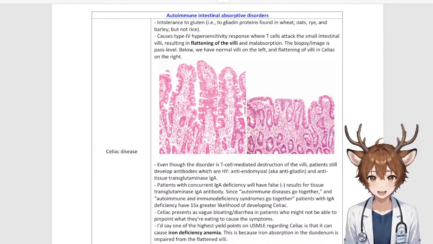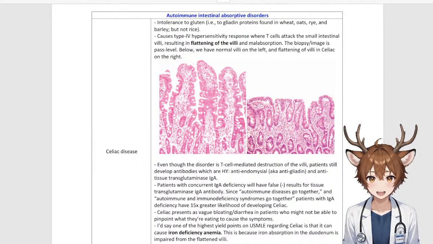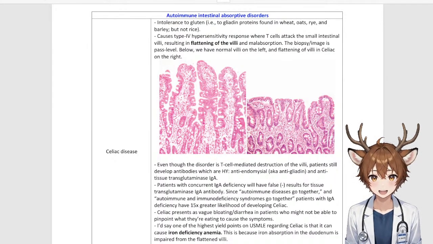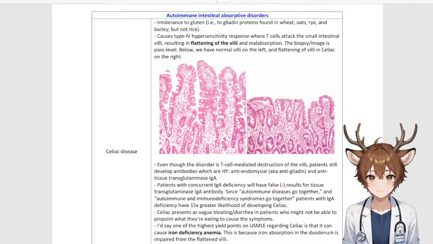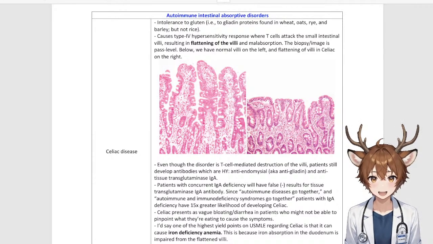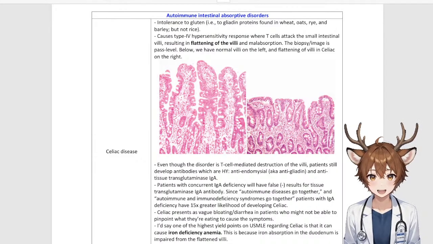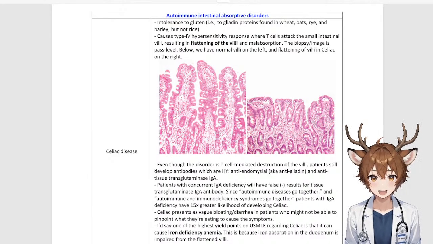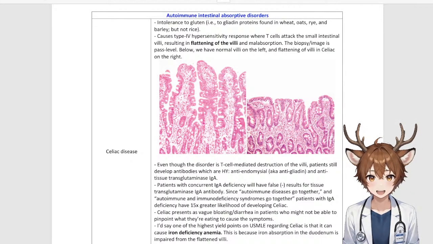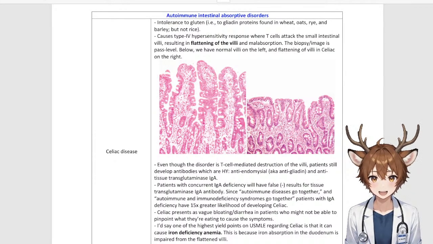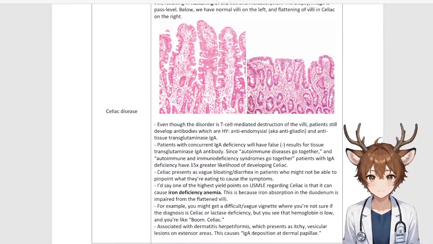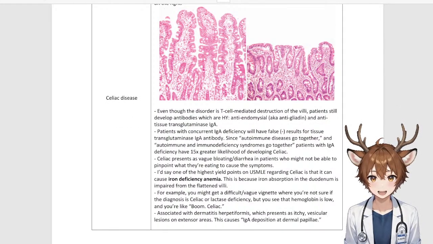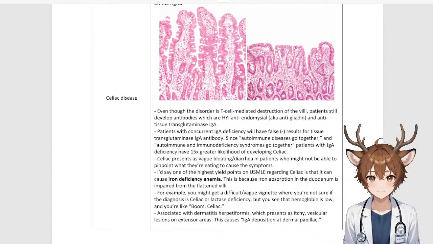What about autoimmune intestinal absorptive disorders? Celiac disease is intolerance to gluten, that is to say, for example, to gliadin proteins found in wheat, oats, rye, and barley, but not rice. It causes a type 4 hypersensitivity response where the T cells attack the small intestinal villi, resulting in flattening of the villi and malabsorption. The biopsy image is past level. Below we have normal villi on the left and flattening of the villi in celiac on the right.